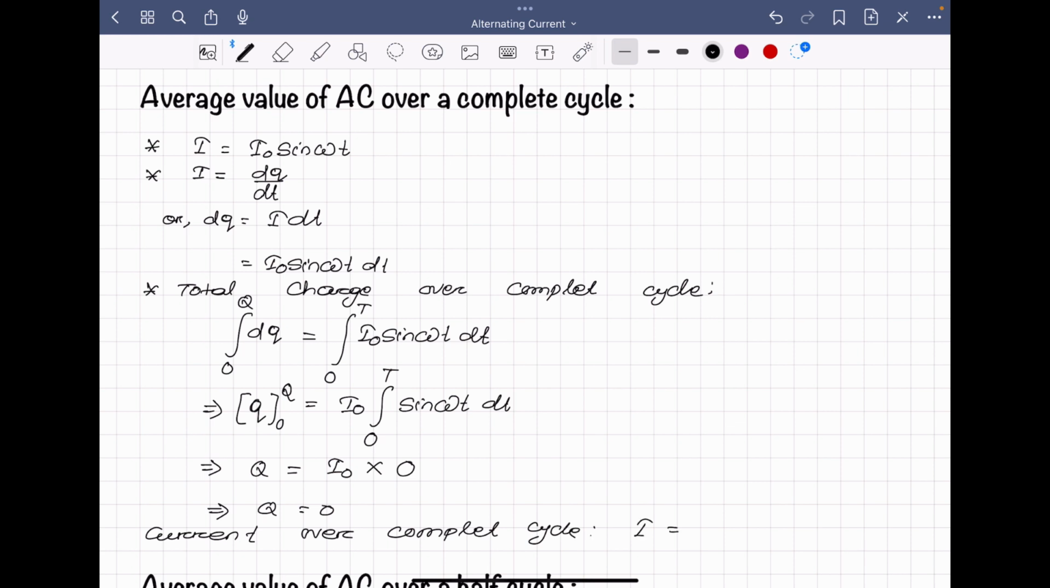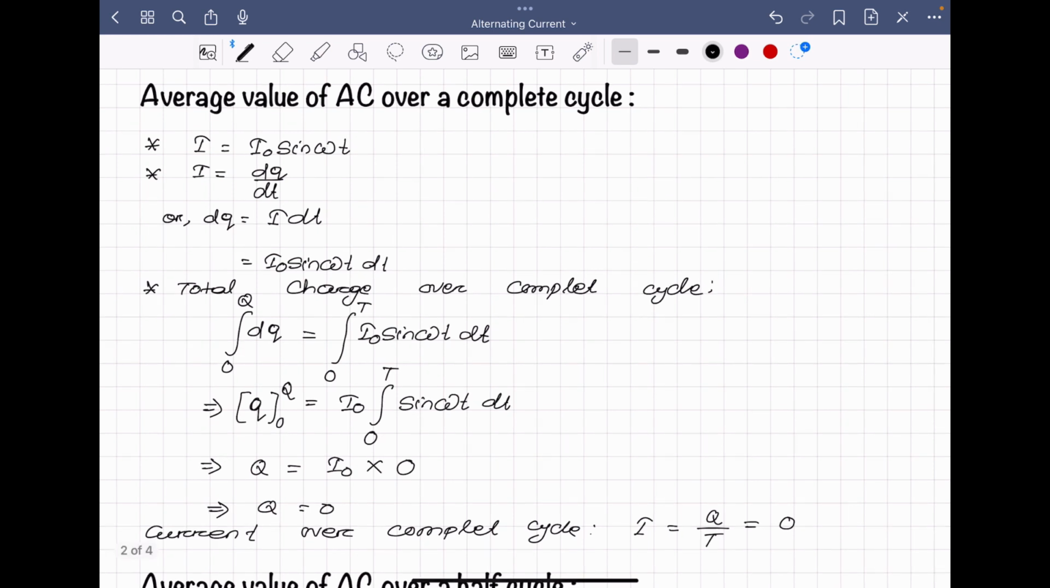I equal to Q upon, for a complete cycle we have to take time capital T. If you have a half cycle, then you have to take the time T by 2. Here we have a full cycle, so we take the time capital T, so it is capital Q by T. And as Q is 0, here you get I is 0. That means the average value of alternating current over a complete cycle is 0.